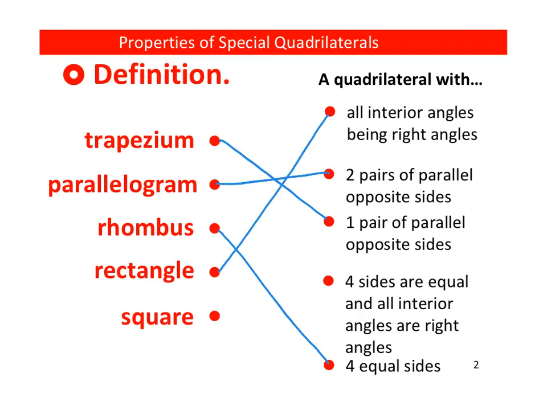A rectangle is a quadrilateral with all interior angles being right angles. And a square is a quadrilateral with four sides equal and all interior angles are right angles.